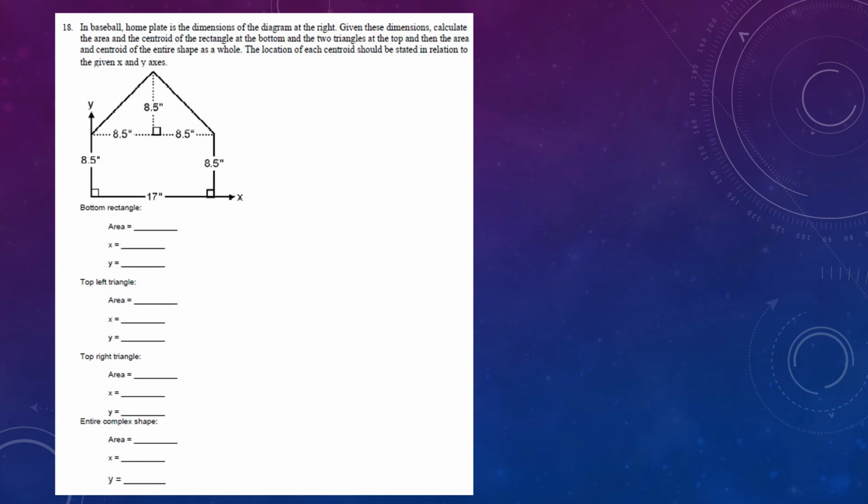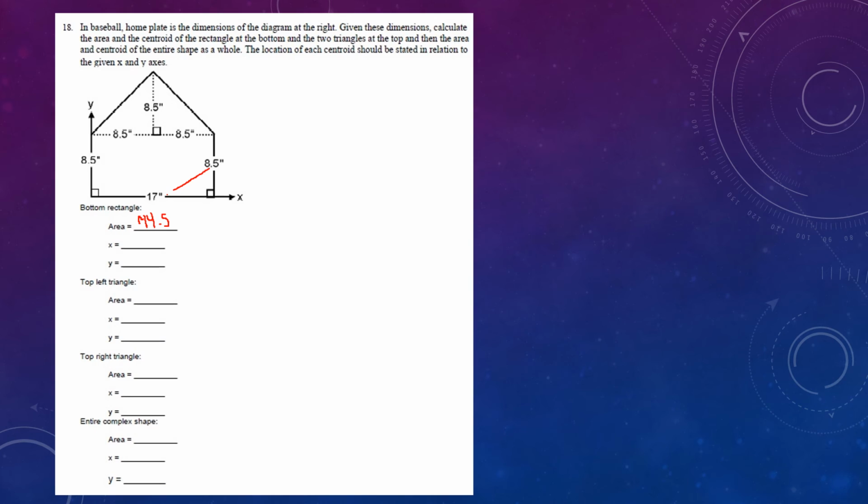Last page. The problem asks you to break up this shape into 3 different shapes. First and foremost, you've got to find the area of the rectangle. So the area of the rectangle is going to be here. 17 multiplied by 8.5 is going to be 144.5 square inches. Then you're asked to find the centroid for the x value.